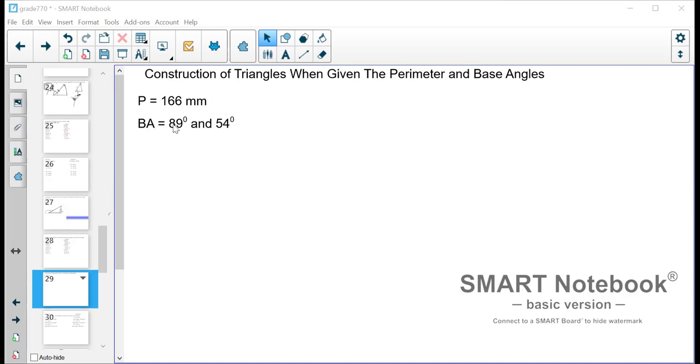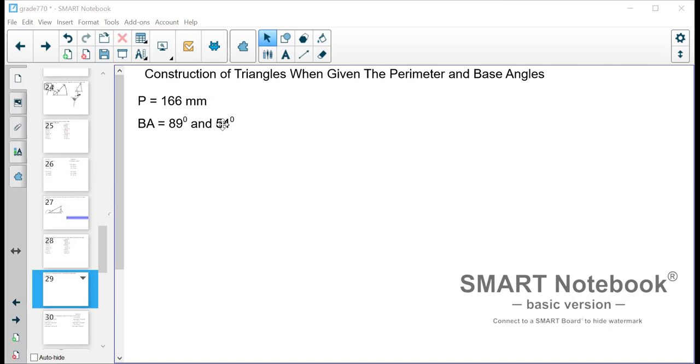Now the base angles, of course, these would be the angles at the bottom. All right, it is 89 degrees and 54 degrees. All right, 89 and 54. So when we finish constructing this triangle, the base angles will be 89 and 54.